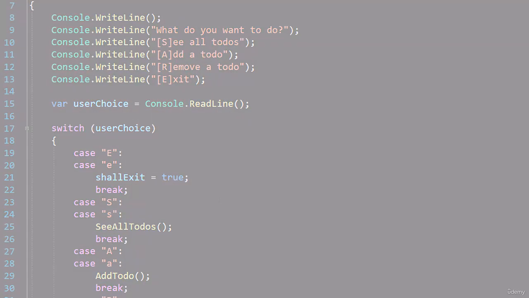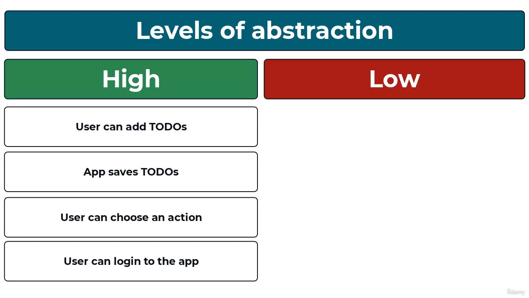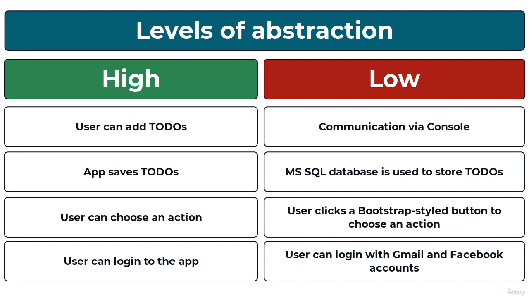Another issue here is that there is no separation by the levels of abstraction. It is a good practice to separate high-level business decisions from low-level technical details. For example, a high-level business decision says that the user can see, add or delete to-dos. Low-level detail is that they can communicate with the program via the console. The thing about low-level details is that they often change. The feature of adding to-dos is unlikely to be removed, but communication via console can be switched to something else.